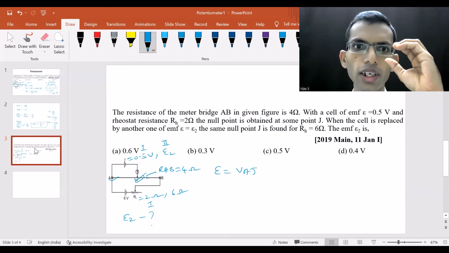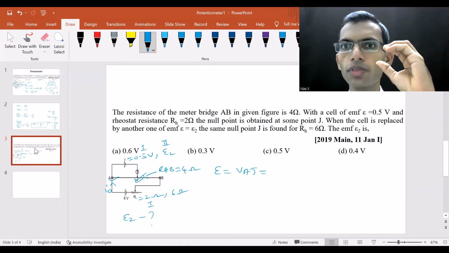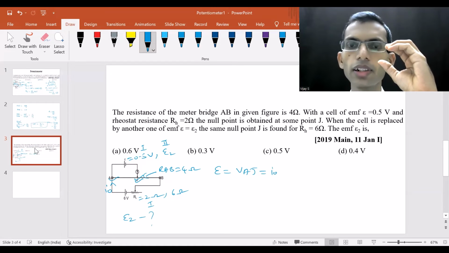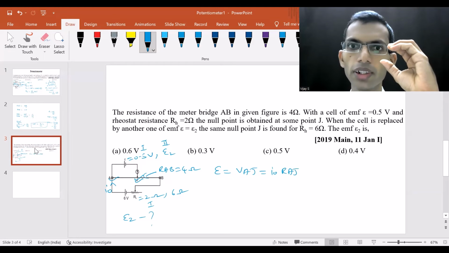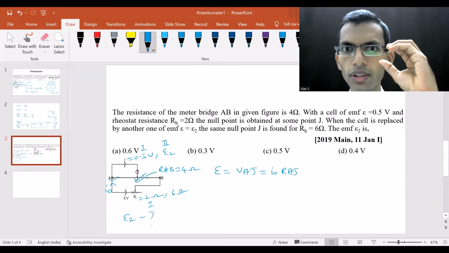Let us say I0 is the current flowing through the main circuit for the first case. From Ohm's law, this becomes equal to I0 into RAJ. Let me take it as equation 1.